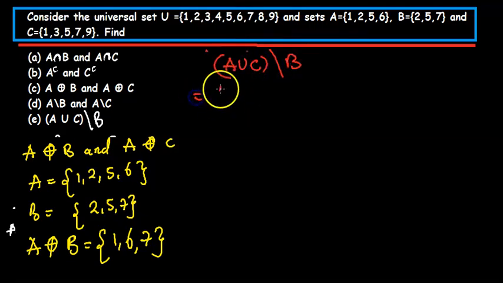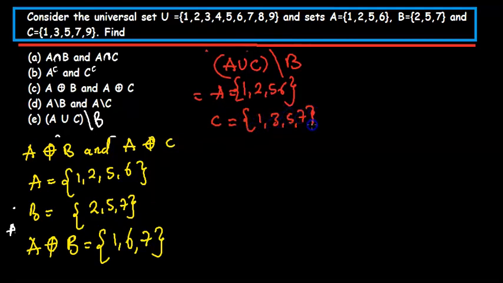In this problem, our A here is 1, 2, 5, and 6. Those are the elements. Our C here is simply going to be 1, 3, 5, and 7. What is our A union C? The union of A and C is simply going to be 1, 2, 3. We don't have 4, but we have 5. We also have 6, and we also have 7.